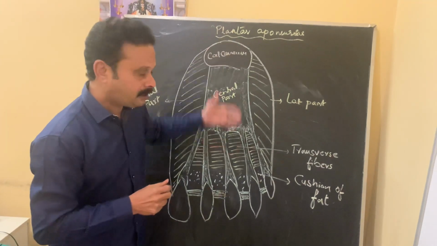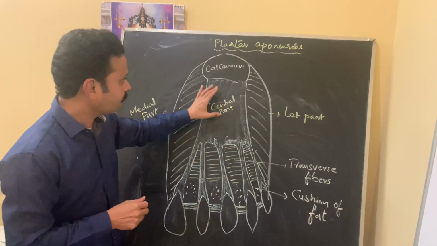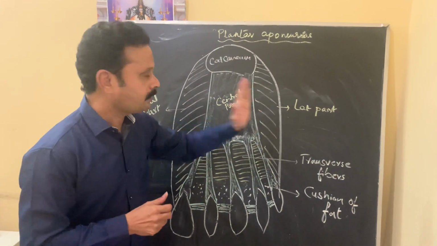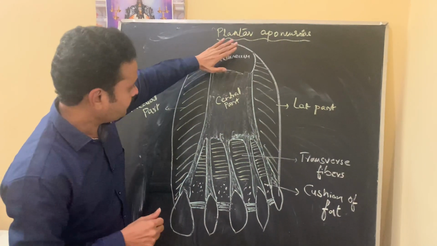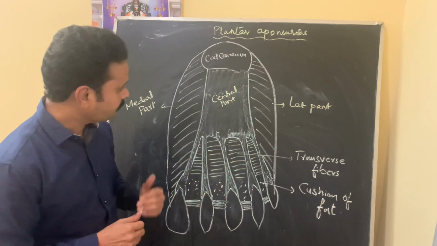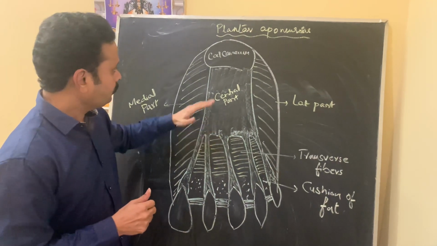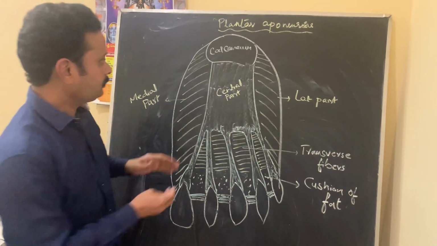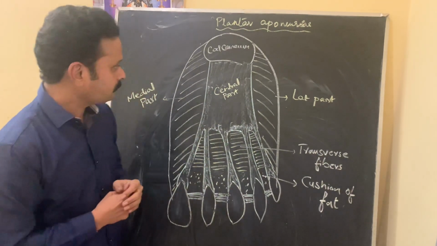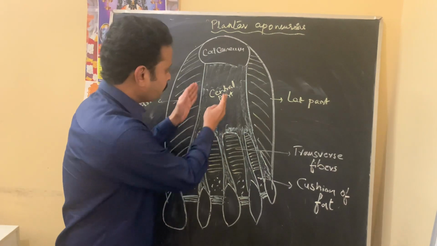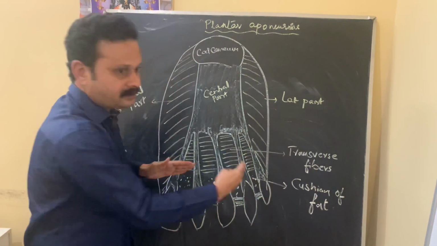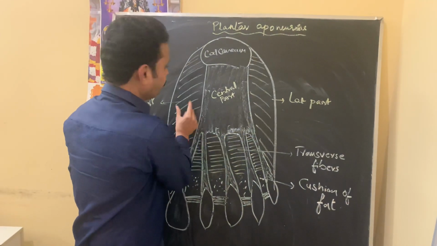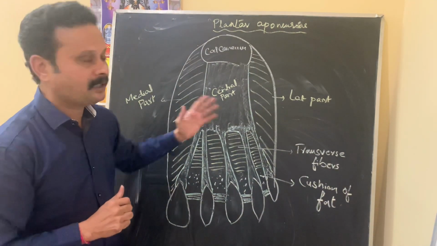So this plantar aponeurosis consists of the central part, the medial part and lateral part. So this is the right-sided foot seen from below. This is the medial part, this is the lateral part and the central part. According to some authors, only the central part is considered as plantar aponeurosis and the lateral and the medial part is considered as plantar fascia.